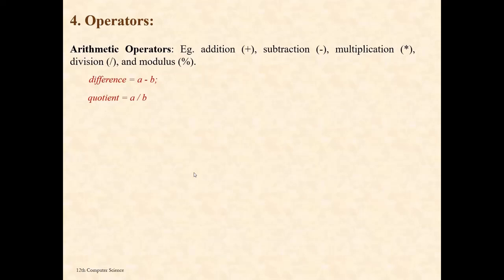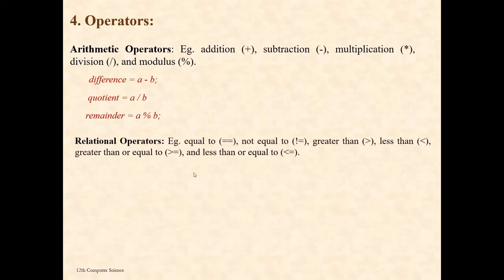Similarly, quotient = a / b. This division operation will be performed and the quotient of that division will be stored in the quotient variable. So here quotient and difference are the variables. Similarly, if we want to store the remainder of the operation, then we use the modulo operator, a % b. This will also perform the division operation, but it will return the remainder of this division operation.